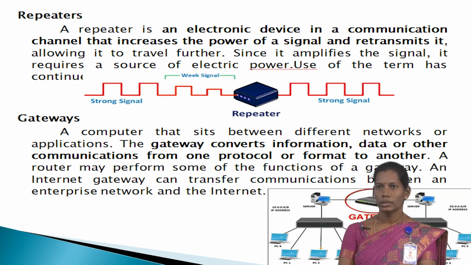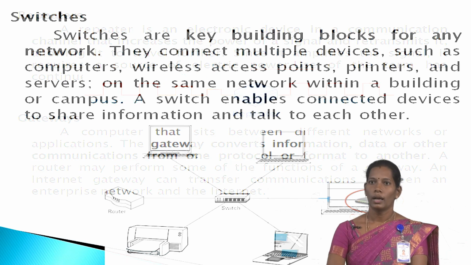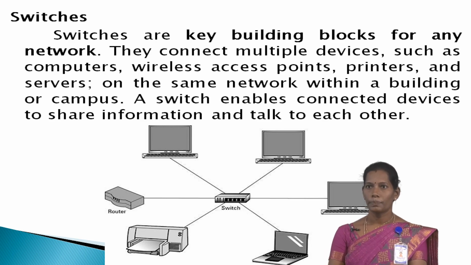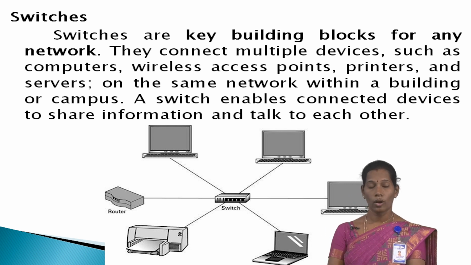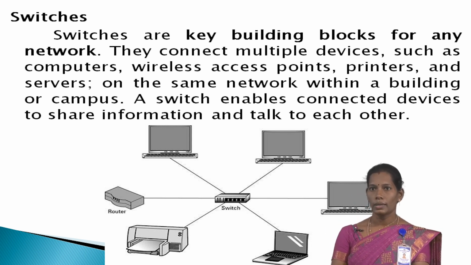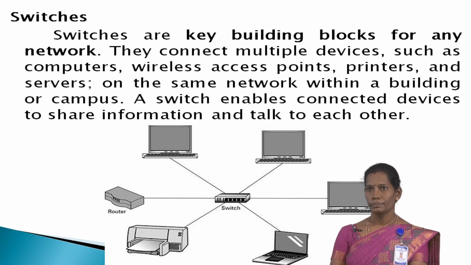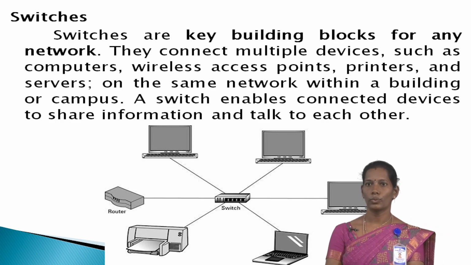This is a simple diagram of the gateway. Next one is switches. Switches are key building blocks for any network. They connect multiple devices such as computers, wireless access points, printers, and servers on the same network within a building or campus. A switch enables connected devices to share information and talk to each other. This is one of the examples of the above.